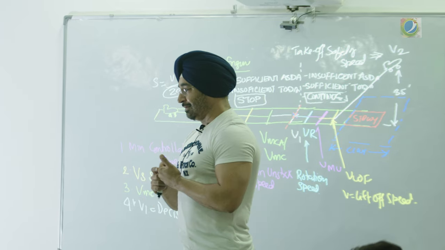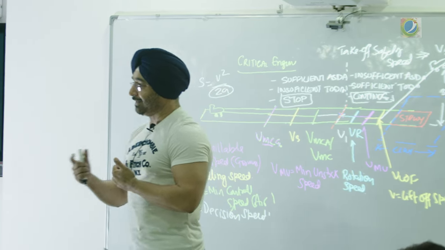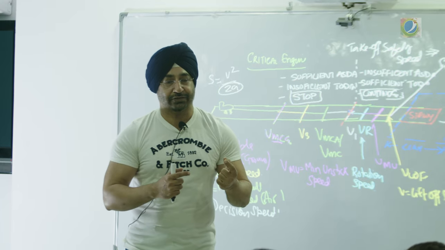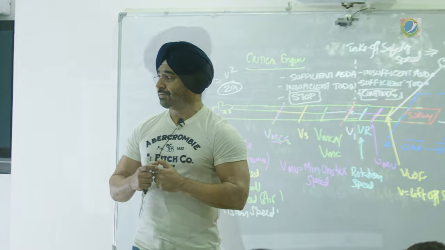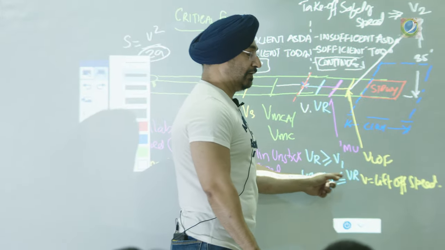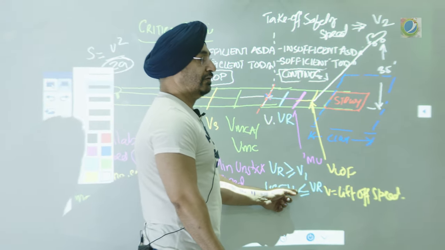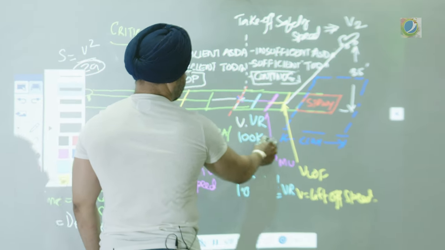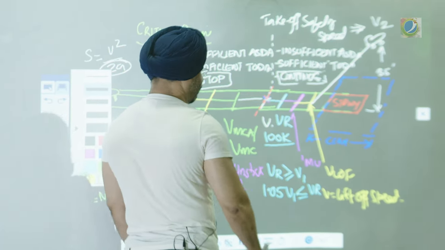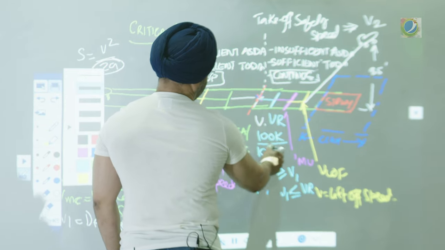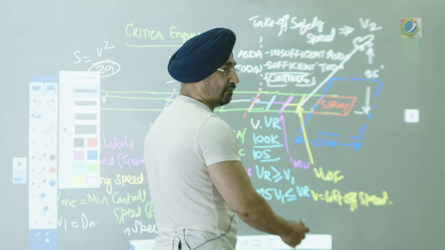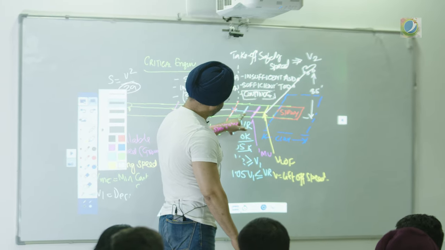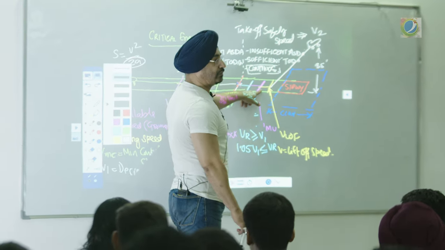So what is the best thing? To maintain higher. That's why in all aircraft you will find your target is either V2 plus 5 or V2 plus 10. So VR should not be less than 1.05 times V1. For example, let's say my V1 is 100 knots. Then VR should not be less than 105 knots. This is a relationship, by the way, between VR and VMU also.